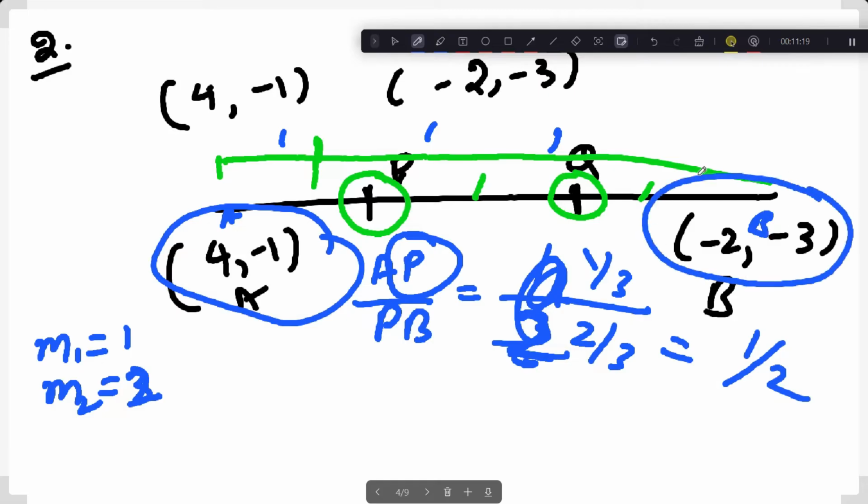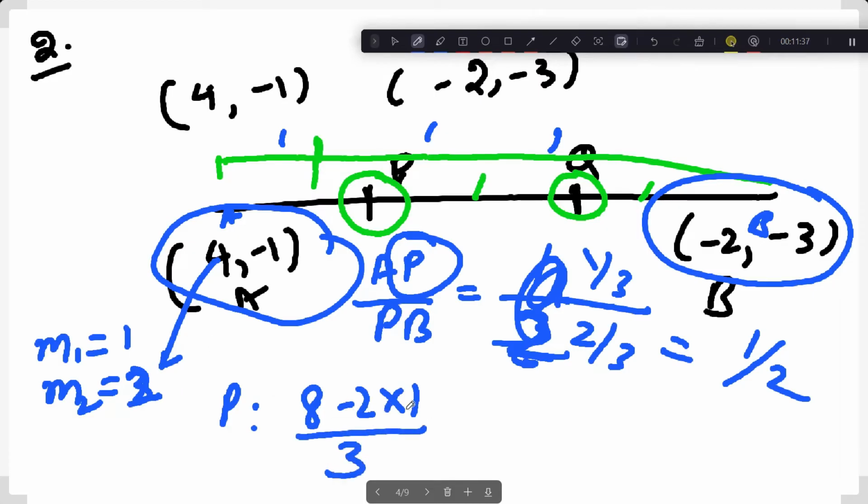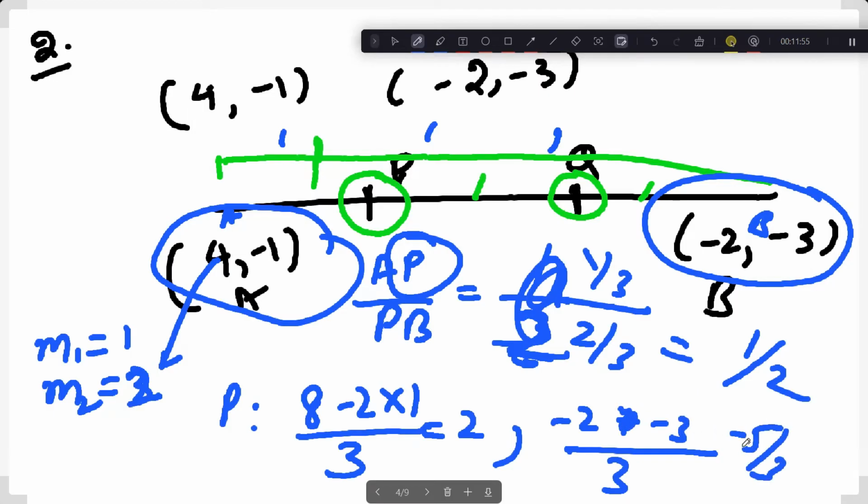We know these coordinates. So we can find coordinates of point P. Coordinates of point P are what? 4 into 2, 8. Minus 2 into 1. This plus this, 3. Just 2. Comma. नीचे 3 है. 4 into, not 4. Minus 1 into 2. Minus 2. Plus minus 3 into 1. Minus 3. Which is minus 5/3. So इसके ये P point क्या हो गया? 2, minus 5/3 हो गया.